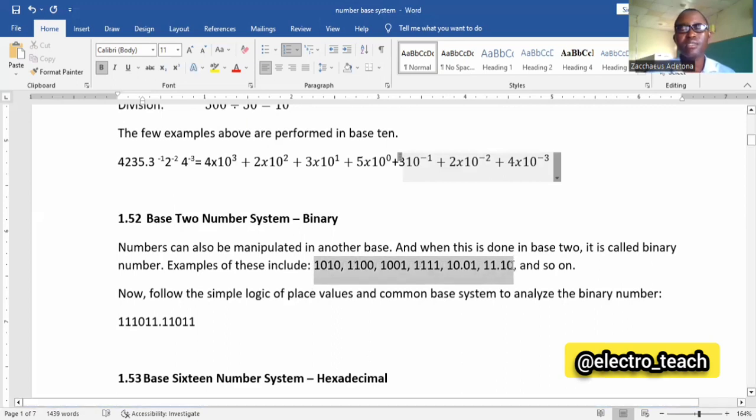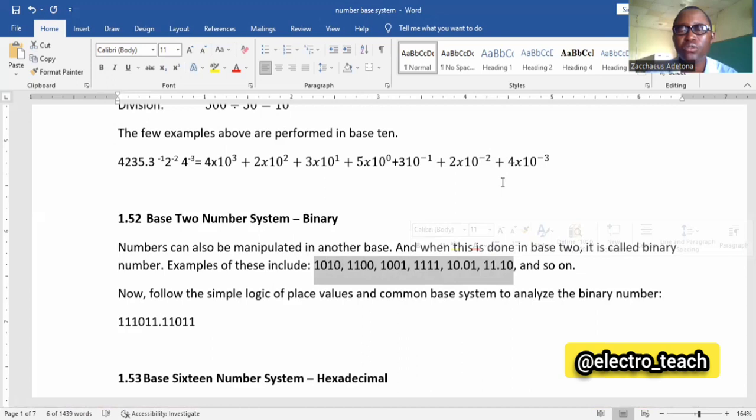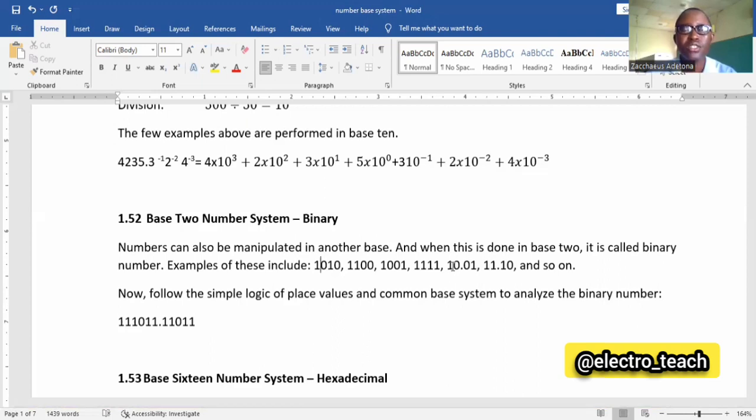These are various numbers: 1010, 1100, 1001, 1111, 10.01, 11.10. You will realize that when I call these numbers, I did not call them as one thousand and ten. If you call 1000, you are dealing with base 10. Here, we are dealing with base 2. So you call them one digit at a time. 1, 0, 1, 0, like that. 0, 0, 1, 1, 1, 0, 1. You do not call it as a whole number as in base 10. You call them one digit at a time.